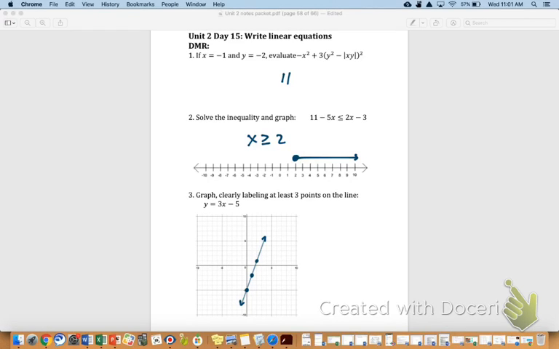There you go. I think the answer for number 1 should be 11. The answer for number 2 should be x is greater than or equal to 2 with the corresponding graph. And then number 3 is a graph line.